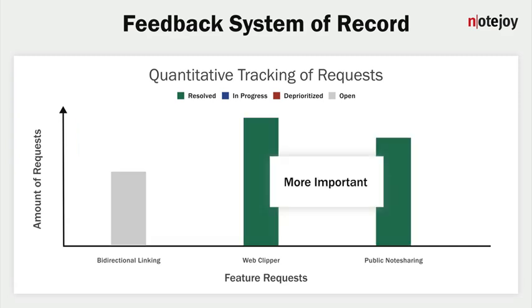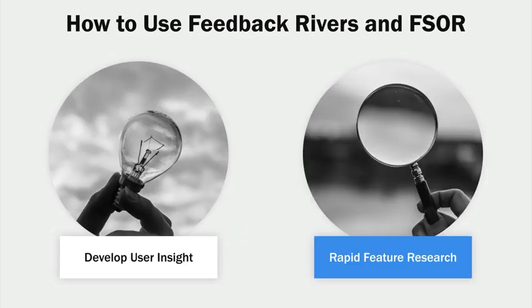Because public note sharing and web clippers were relatively older requests, they registered less prominently in the PM's mind. With the FSOR, though, the Notejoy PM was able to properly calibrate that public note sharing and web clippers were more important to implement first before tackling bidirectional linking. The second way you can immediately use these feedback management systems is to conduct rapid feature research.